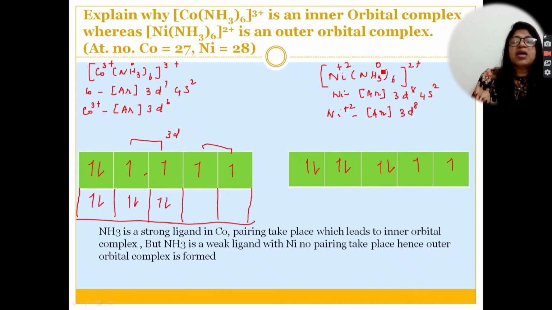Now NH3 is a weak ligand. In nickel, NH3 is a weak ligand. Here in cobalt, NH3 is a strong ligand. So being a weak ligand, no pairing will take place. So in the hybridization, it is the outer 4d orbital that will be taking part. So it is an outer orbital complex. Okay.